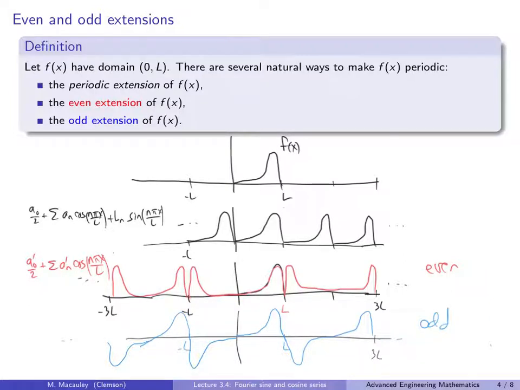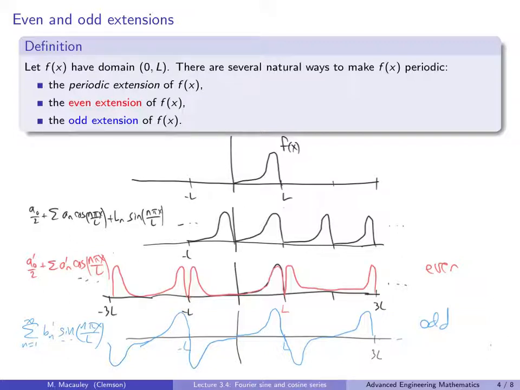And finally, this last one, because this is an odd function by construction, the Fourier series of this is just going to contain sine waves. So it's going to be the sum from n equals 1 to infinity of b_n prime sine of n pi x over L. And again, I'm using prime because it's not the same b_n's as up here. Okay, so there are several natural ways to make this function periodic, and here's what we're going to do.